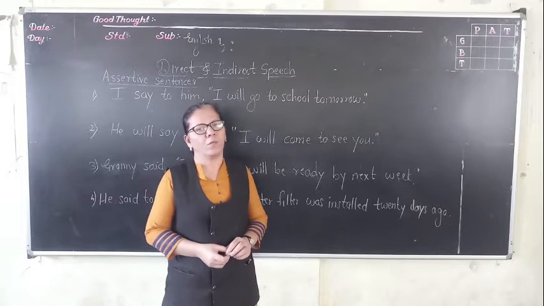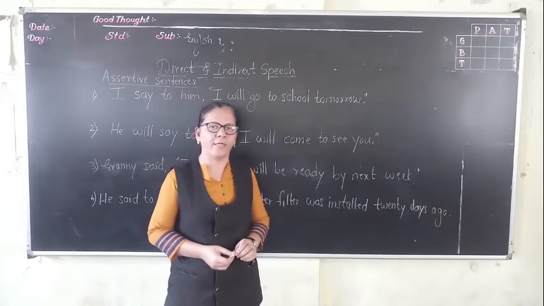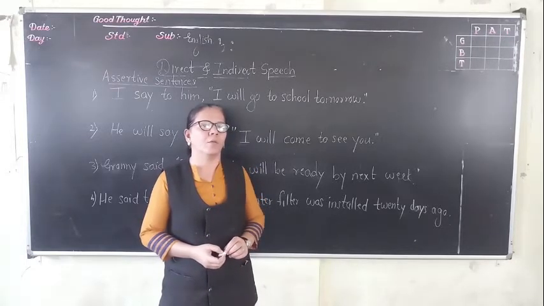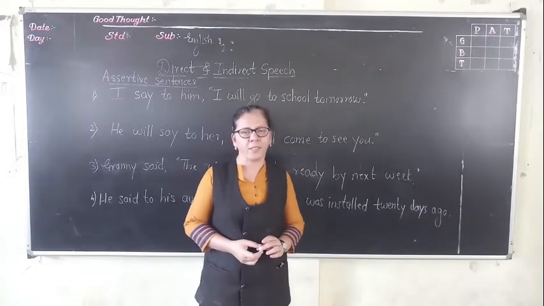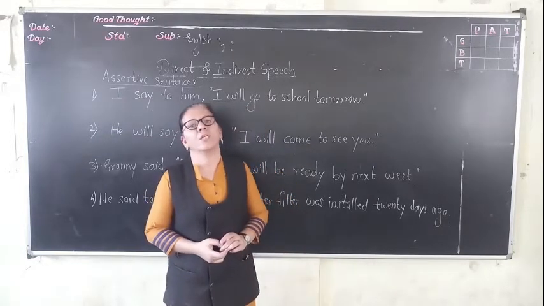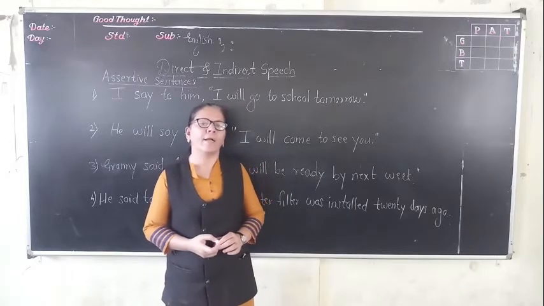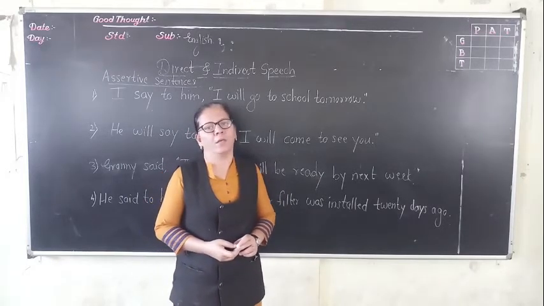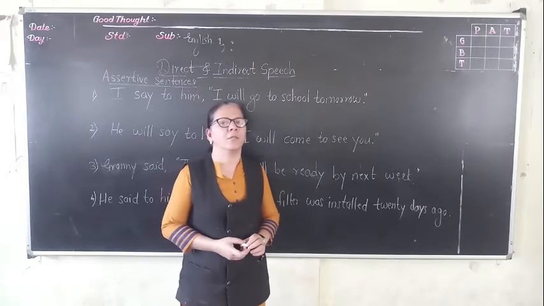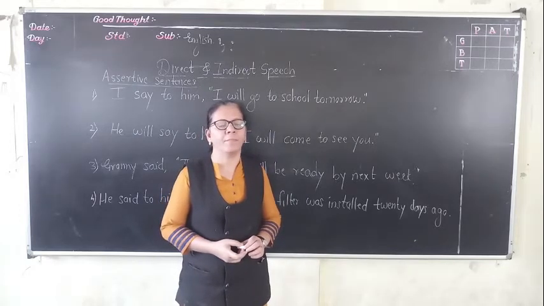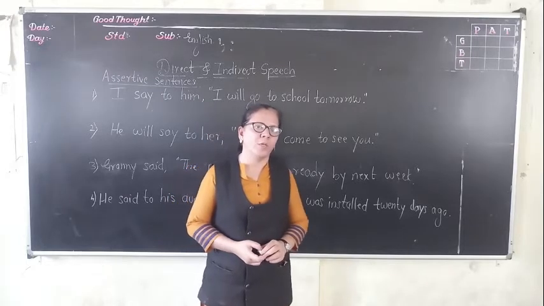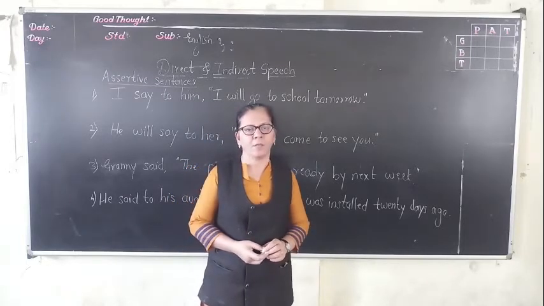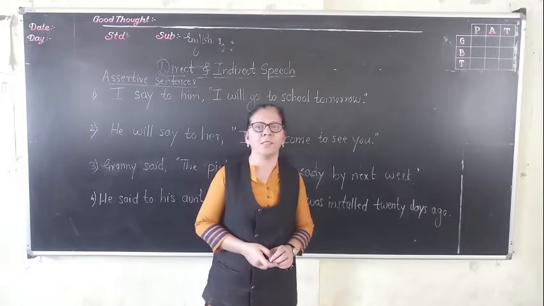We'll continue with our topic, direct and indirect. So I have explained to you the rules regarding changing tenses, changing pronouns, and changing the words which tell us about the time, place, etc. So let us see some examples. We will deal with assertive sentences.